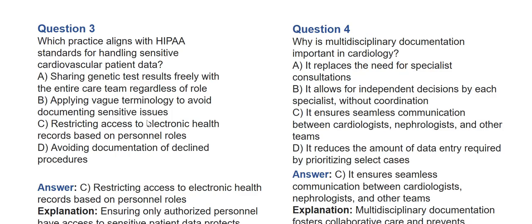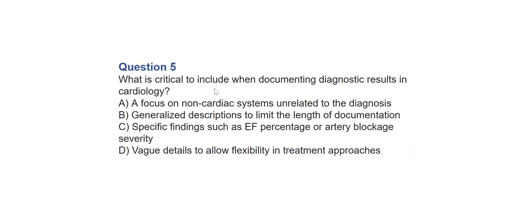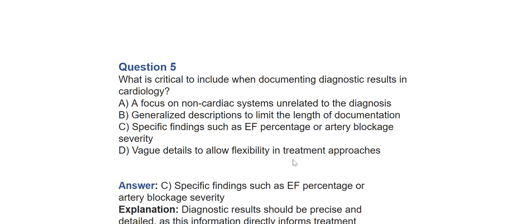Question 5. What is critical to include when documenting diagnostic results in cardiology? A. A focus on non-cardiac systems unrelated to the diagnosis. B. Generalized descriptions to limit the length of documentation. C. Specific findings such as EF, ejection fraction percentage, or artery blockage severity. Or D. Vague details to allow flexibility in treatment approaches. It is C, as diagnostic results should be precise and detailed, as this information directly informs treatment decisions and tracks disease progression.